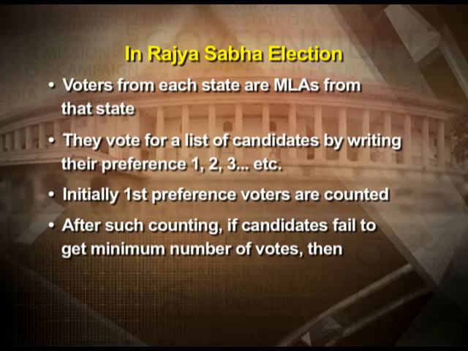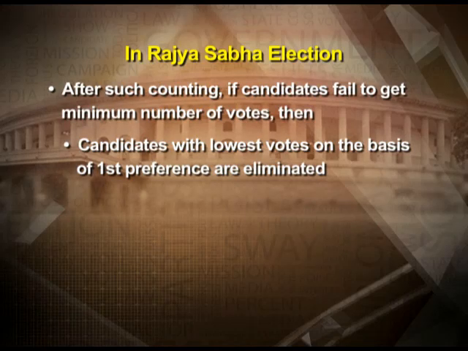Now, if by counting the first preference votes, no candidate gets the minimum number of votes needed to become a member of the Rajya Sabha from that state, then something else is done. What is done? The candidates with the lowest number of votes on the basis of first preference votes are eliminated. They are no more in the running, they are no more in the election.